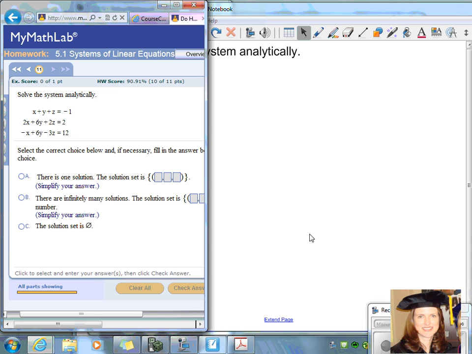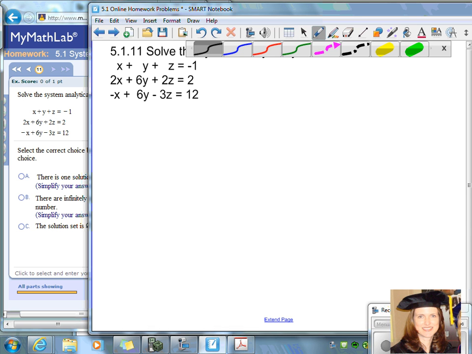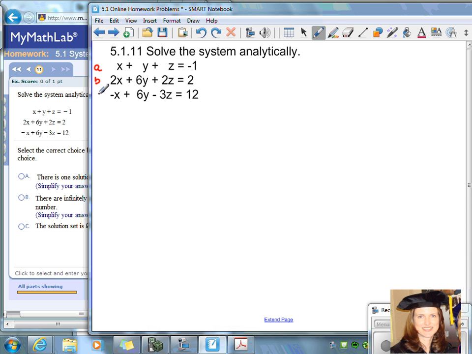Question number 11 from section 5.1. You have a system of equations. You have three equations and three variables. I'm going to use the elimination method. I'm going to label my equations A, B, and C to keep them organized.